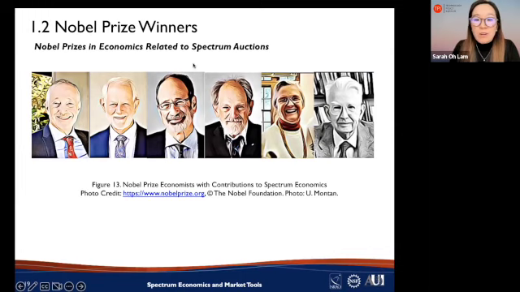So next in our introduction, I'm going to talk about Nobel Prize winners who have been awarded prizes in economics related to their work that has impact on what we know about spectrum auctions today. So here are some photos of these economists who have won Nobel Prizes in recent years, and I'll talk about each of them from left to right. We have Paul Milgrom, Robert Wilson, Al Roth, Lloyd Shapley, Eleanor Ostrom, and Ronald Coase.